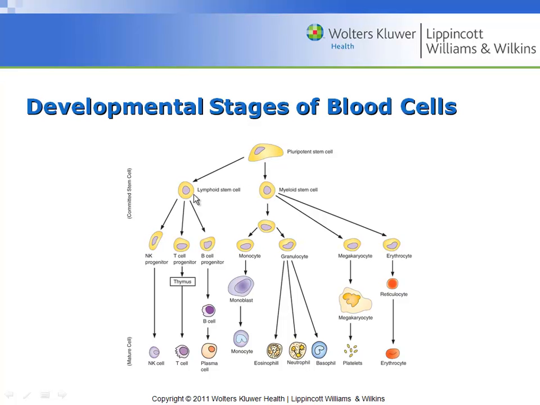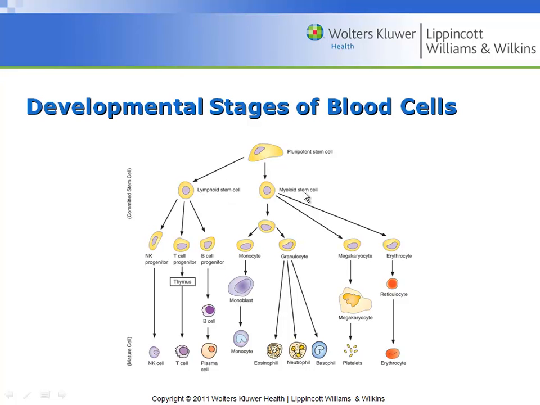Then it goes down one of two pathways: lymphoid stem cell or myeloid stem cell. If it's a lymphoid stem cell, it will give rise to these cells here: B cells, which will go on to become plasma cells, T cells, and NK or natural killer cells. So these are lymphocytes. If we go down the myeloid stem cell pathway, we can end up making monocytes, eosinophils, neutrophils, and basophils, which are granulocytes, platelets, and erythrocytes, which are red blood cells.